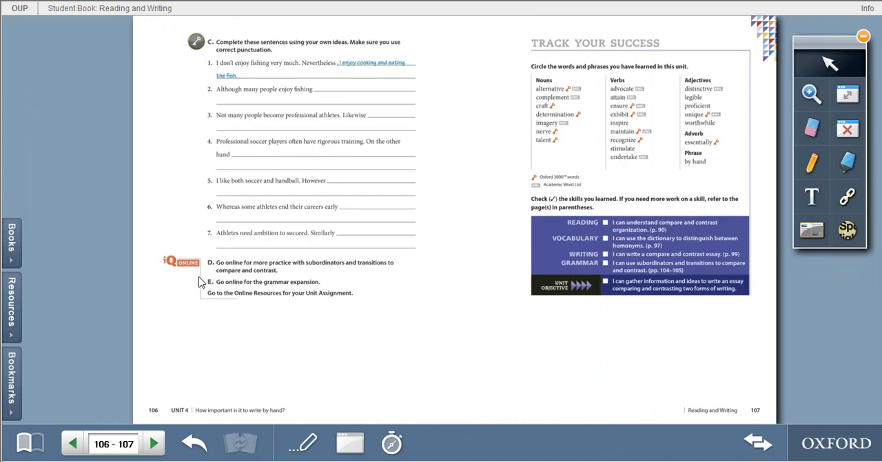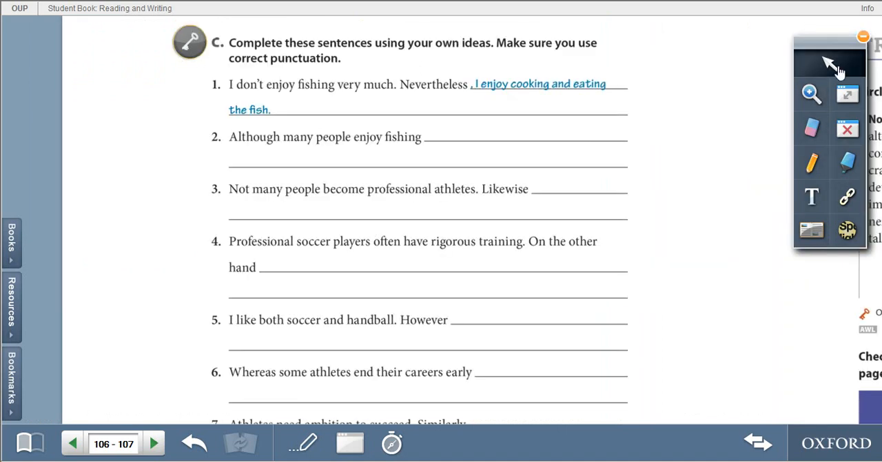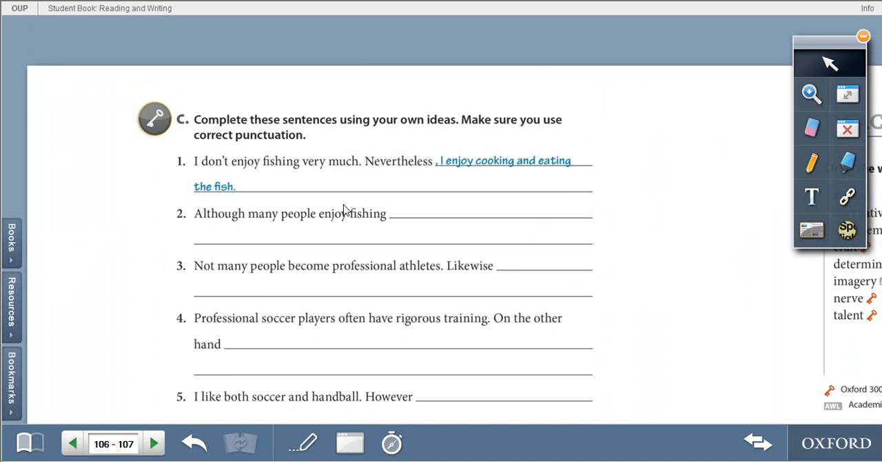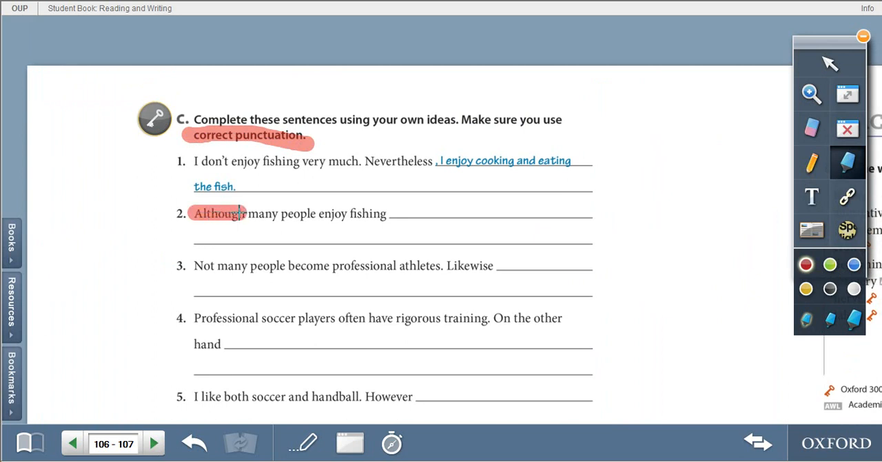Next, let's move to exercise C, page 106. Here you have to complete each sentence using your own ideas. Make sure you use correct punctuation. This one is important. You should know how to use punctuation. If you use an adverb at the beginning of a sentence, then you have to use a comma in the middle. And if you use the adverb in the middle, then you don't need to write a comma.